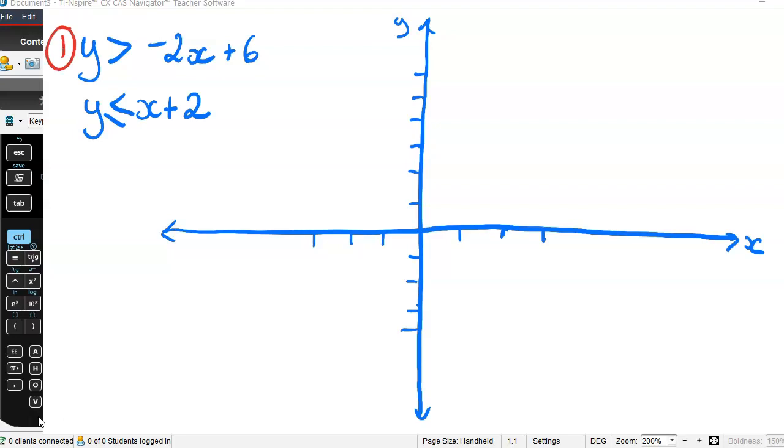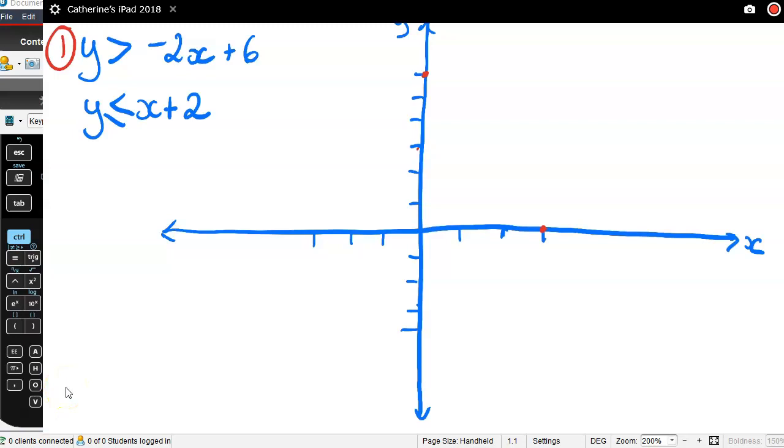Equation 1 has a y-intercept of 6, and its x-intercept will be at 3. Now, it is greater than, so that means it's a dashed line, isn't it? Because it's not including the values of that line.